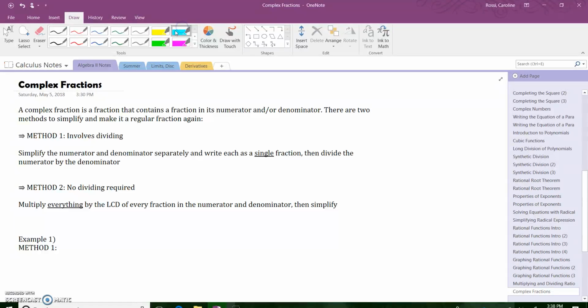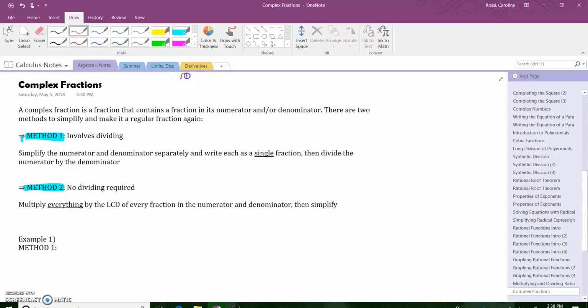So we just started this in class, so in the video I'm going to start with the notes that you should have written down in your notebook. If they're not written down, pause now and write these please. This is just quickly summarizing the two methods that we have for simplifying complex fractions.